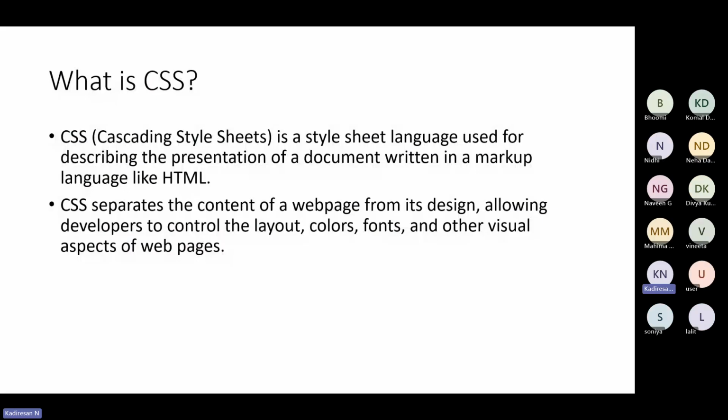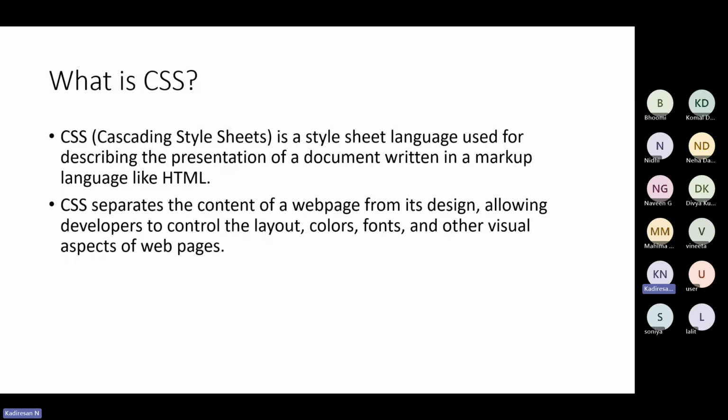So basically, what this cascading style sheet is used for is to describe the presentation of a document. How will a document look? How to make the changes? How to modify it? How to make it more colorful? Those kinds of things can be done with a cascading style sheet.